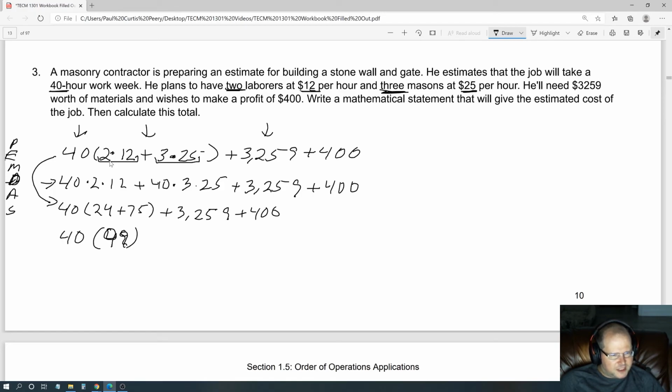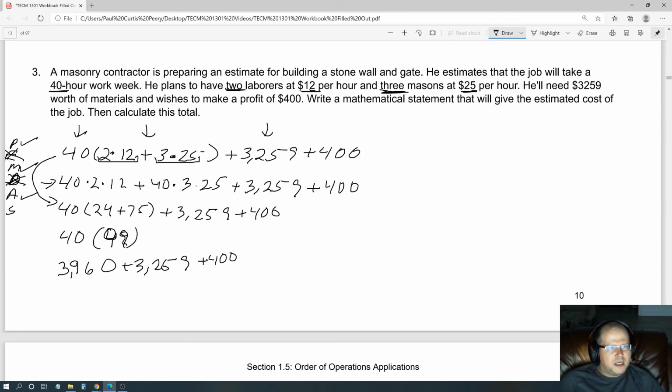We're done with the simplifying within the parentheses. We say 40 times 99. So that would give me 3,960, I think, plus 3,259 plus 400. And I'm purposely trying to do only one step at a time. So we did the parentheses first. There were no exponents. There was multiplication, but we did it now. There's no more multiplication, right? So we said 40 times 99, and everything else is addition. There's no division, so we don't have to worry about that. And we're doing addition or subtraction, whichever comes first from left to right. There's no subtraction, there's only addition.